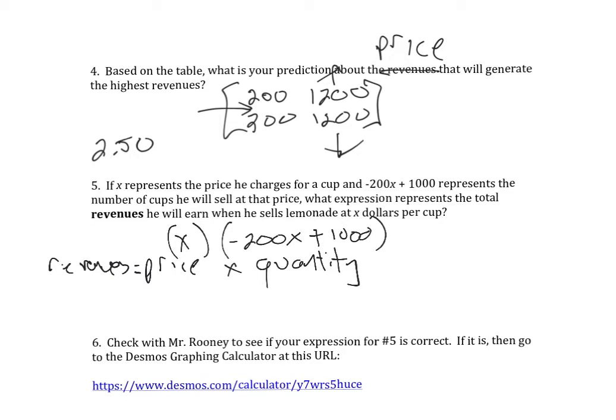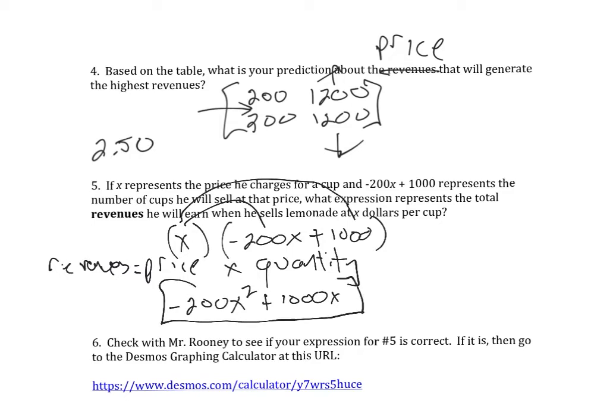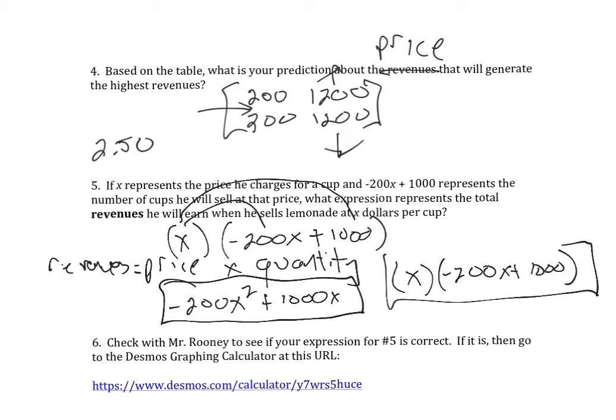If I multiply that out, I end up with negative 200X squared plus 1,000X. I multiplied the X times negative 200X, the X times 1,000. Or just written like this, X times negative 200X plus 1,000. Either one of these is the equation for my revenues. And we can see with the X squared here that we have a quadratic, which is why we end up with the parabola.